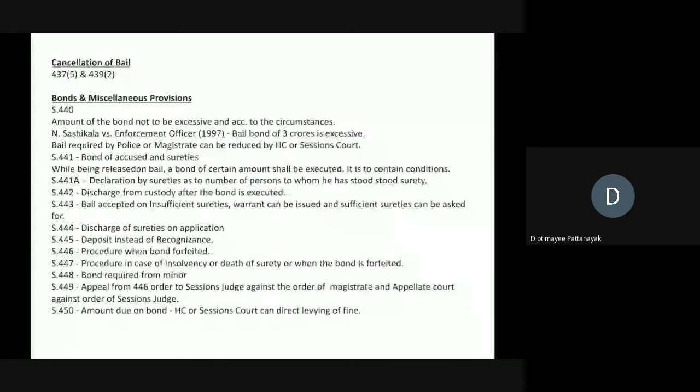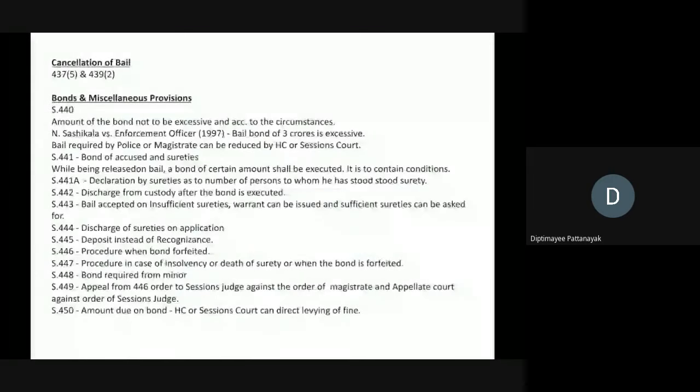447 talks about the procedure in case of insolvency or death of the surety, or when the bond is forfeited. So if the surety dies, or there is an insolvency of the surety, or the bond is forfeited, then a fresh surety is to be called for, and if there cannot be a fresh surety, then the bond shall be forfeited and the bail can be cancelled.